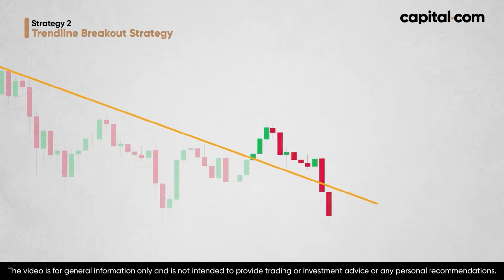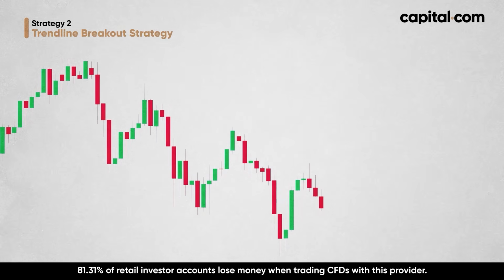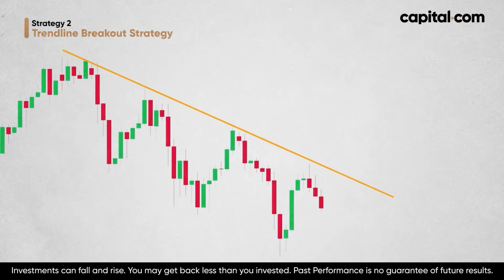Let's walk through the setup. First, we look for a market that is clearly in a downtrend. In a downtrend, price keeps making lower highs and lower lows. Once we see this, we draw a trend line by connecting the swing highs. Next, price moves above the trend line. At this point, we still do nothing. A breakout by itself is not enough.